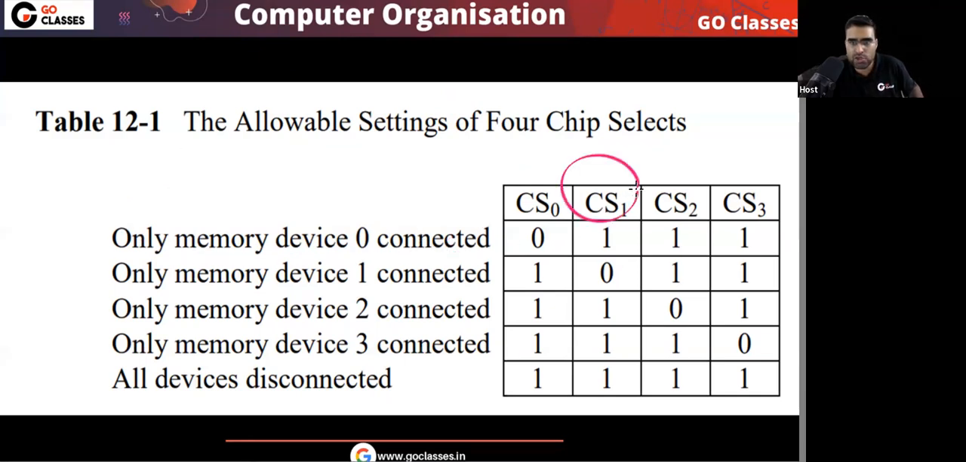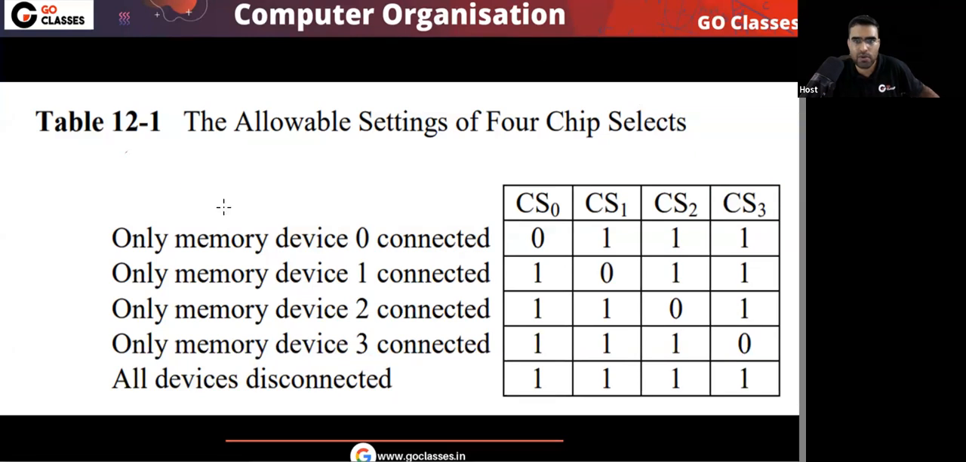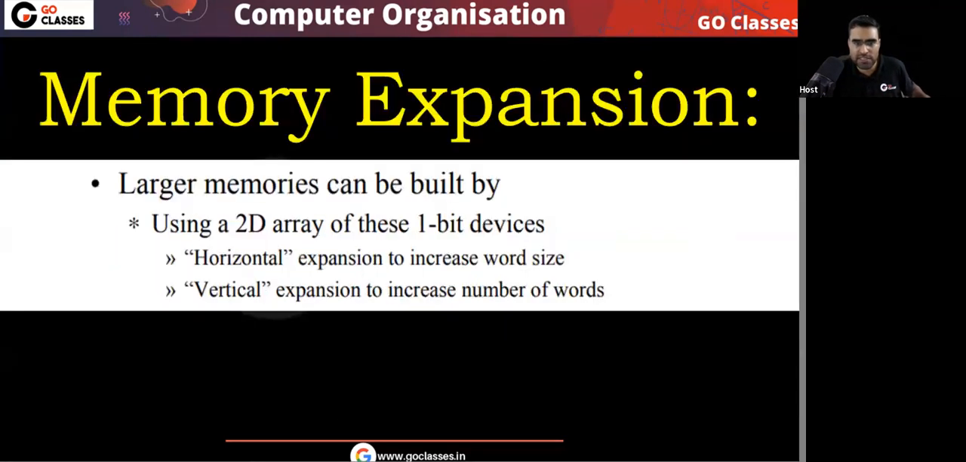In this situation, memory device 1 is not activated, because chip select is an active low signal, which you already know. If I want to activate this last memory device, then I will make this chip select equal to 0, and all other chip selects I will make 1. Then memory device 3 will be activated. Very simple. All these concepts we have already seen.